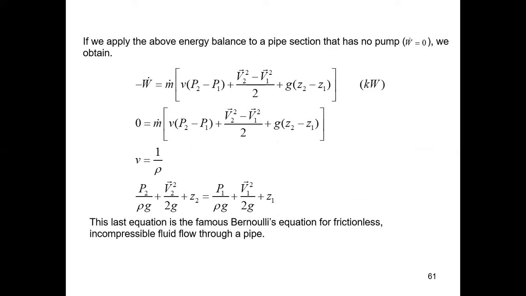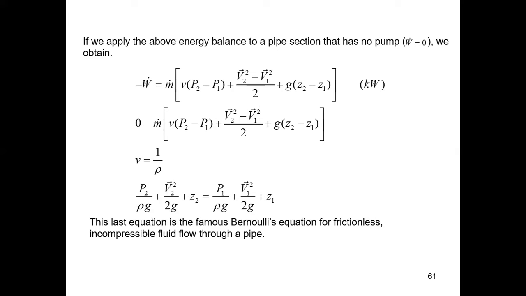So if we apply the above energy balance to a pipe section that has no pump, W dot is equal to 0, we obtain this equation from which we find the relationship between pressure P2, the relationship between kinetic energy and potential energy, and the height at position 2 with that at position 1. Okay. The last equation is the famous Bernoulli's equation for frictionless.